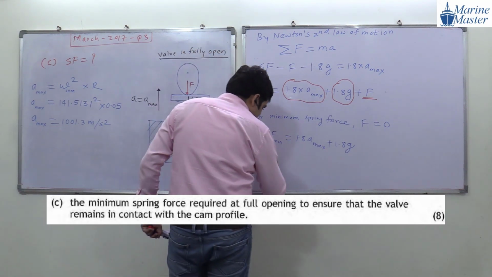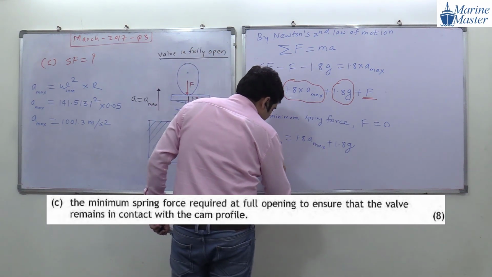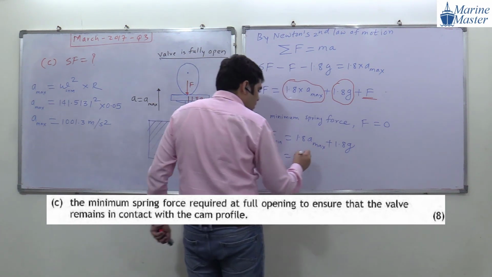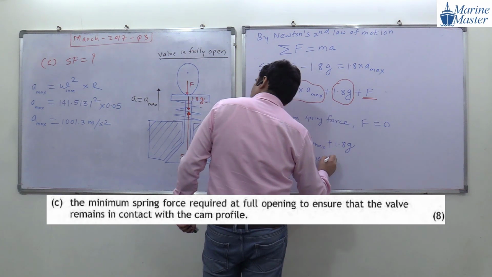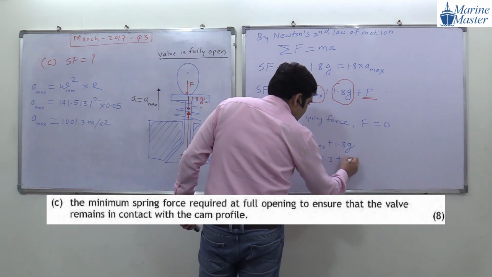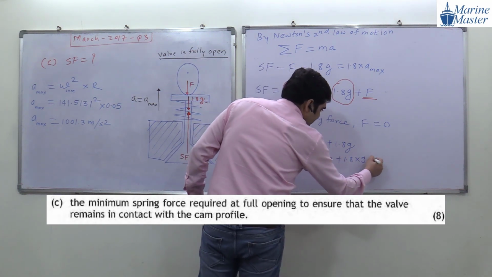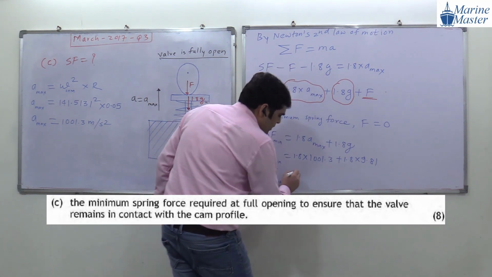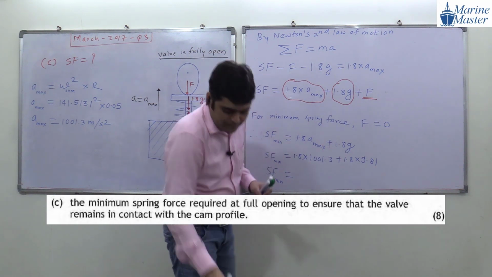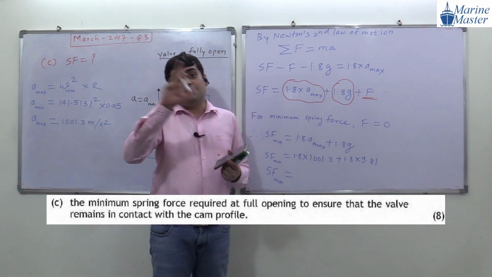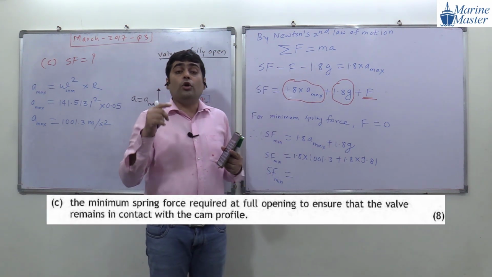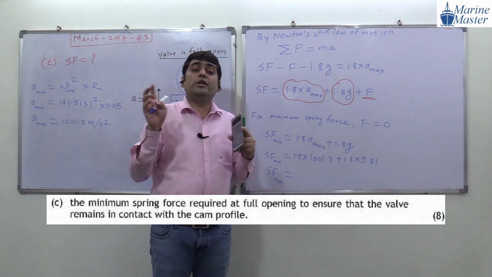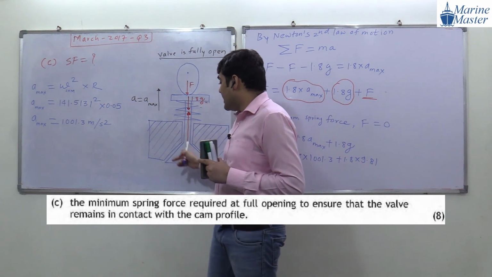So I told you, think here mathematically. So SF minimum is 1.8 times A max. What is the value of A max? We just now calculated 1001.3 plus 1.8 into 9.81. Okay guys, so here we will get the lowest value. Don't compare this part with the previous question. That minimum force is a different one. Here we have to find out the lowest value of minimum force when the wall is at what?